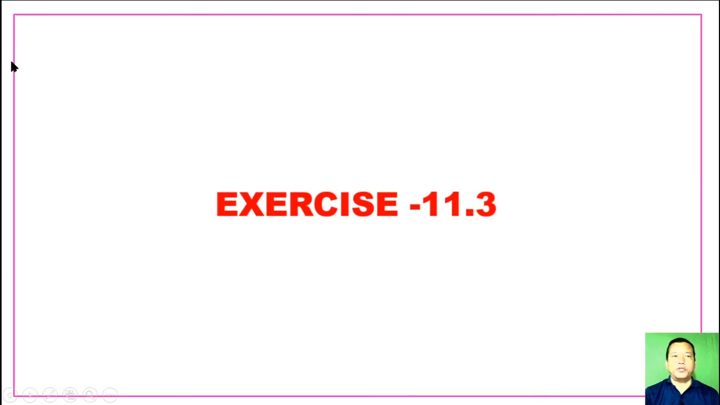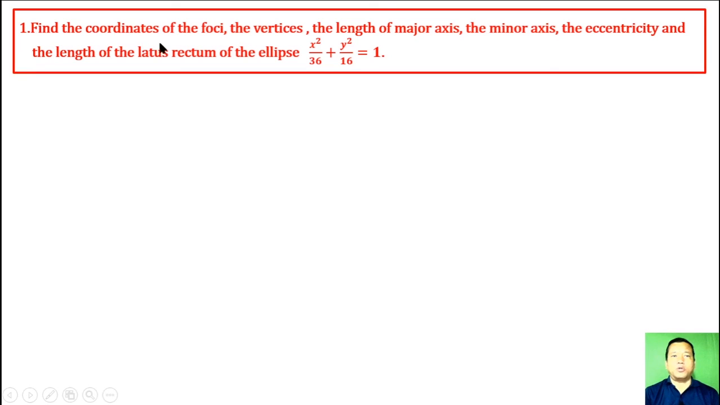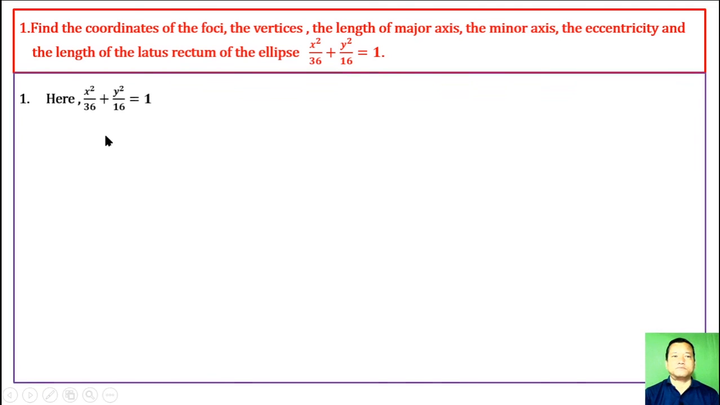Exercise 11.3. Find the coordinates of the foci, the vertices, the length of the major axis, the minor axis, the eccentricity, and the length of the latus rectum of the ellipse x square by 36 plus y square by 16 equal to 1.